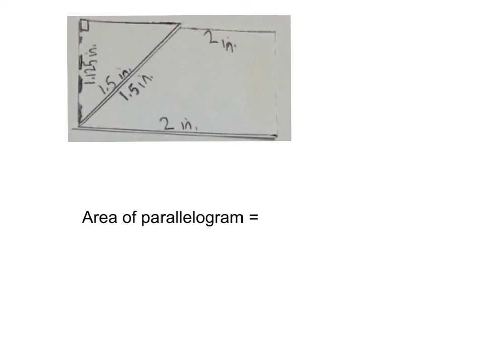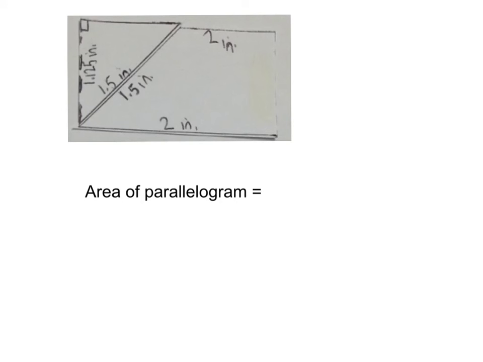Well, we already know how to calculate the area of a rectangle. The area of a rectangle is just base times height. Our base in this case is 2 inches and our height is 1.125 inches. And 2 inches times 1.125 inches is 2.25 inches squared. And that's the area of the parallelogram. Again, the area of the parallelogram is base times height. So when you're given a parallelogram, always watch out for that dashed line.